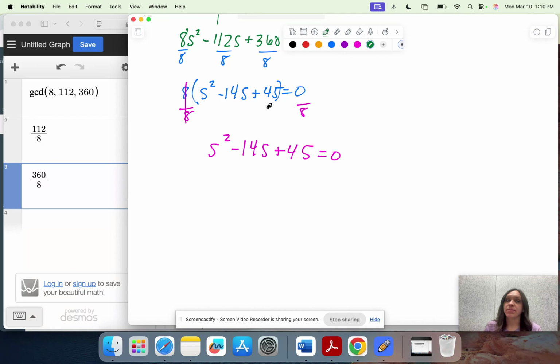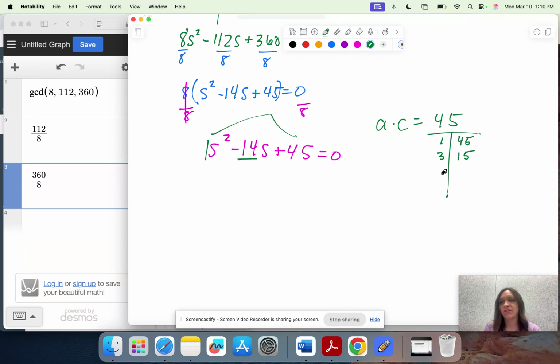Okay, so 1 times 45. Remember, A times C. So 45, and I want factors of 45 that add or subtract to 14. So 1 and 45, 3 and 15, 5 and 9, and that's the one that we want. It's a negative 14, so it's going to be negative 5 minus 9.